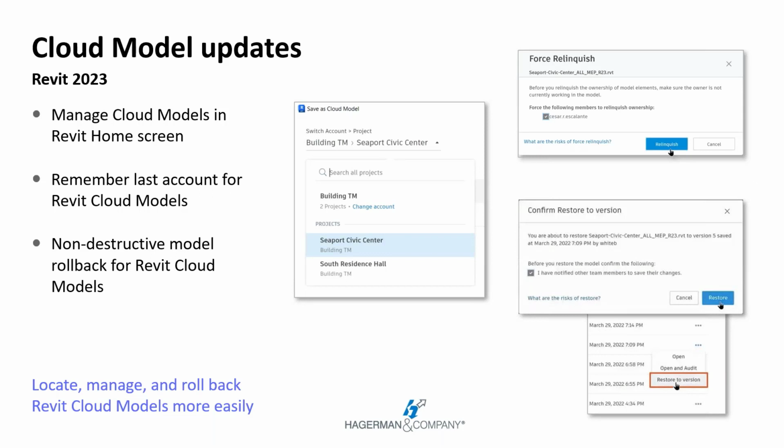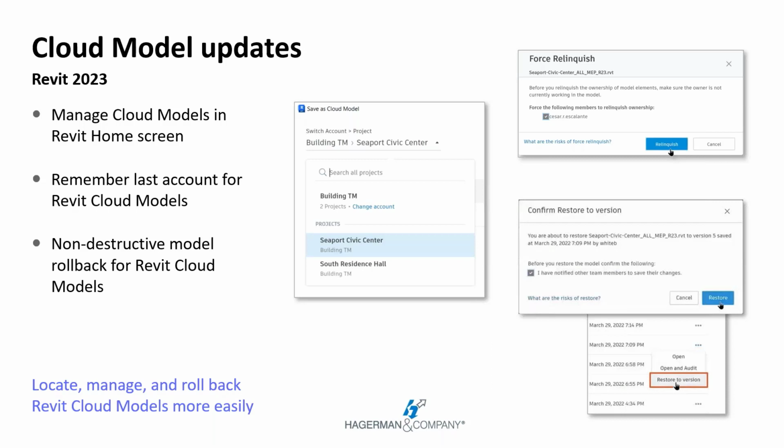And then there is some cloud model updates. You can now force workset relinquishing on cloud models from the Revit home screen. Cloud models for Revit is a capability that allows users to store and access non-work shared Revit models on the Autodesk Construction Cloud or BIM 360. Now in Revit 23, when you decide to save your project to the cloud, the last used account is remembered and displayed in the Save as Cloud Model dialog box.